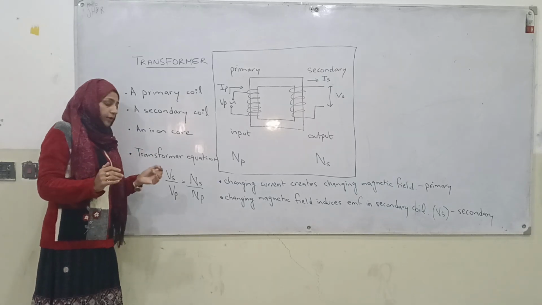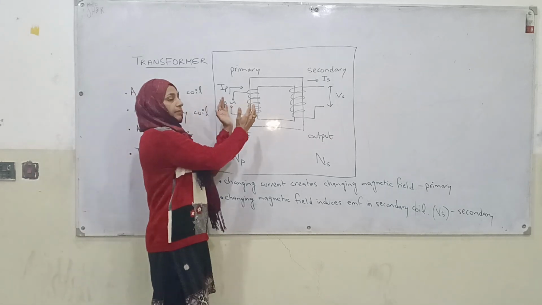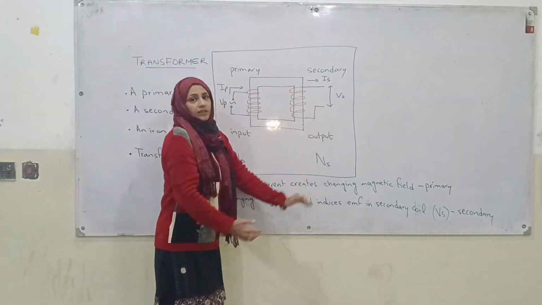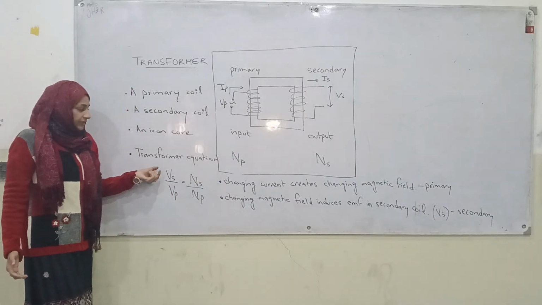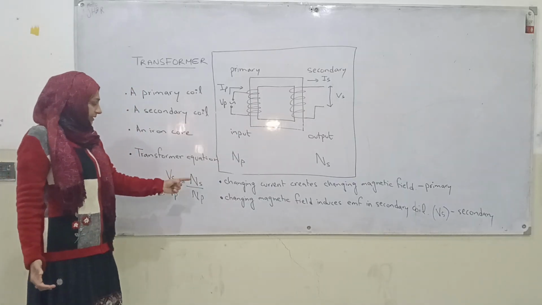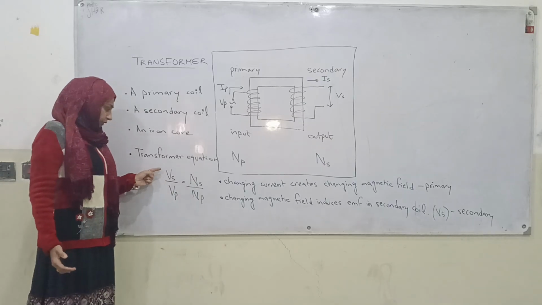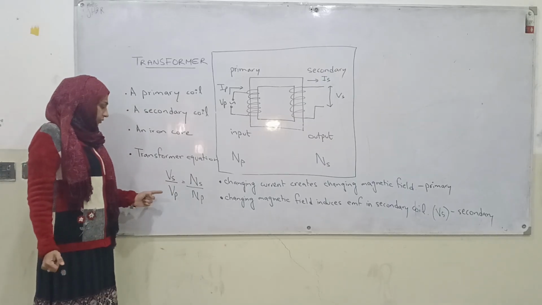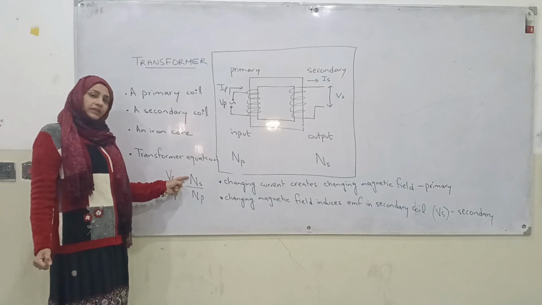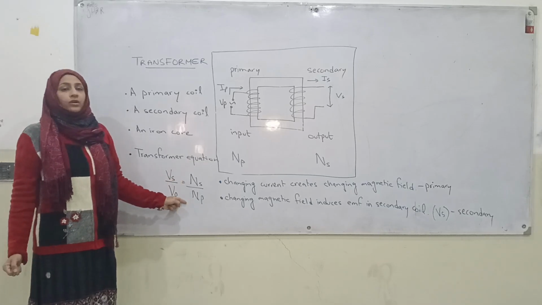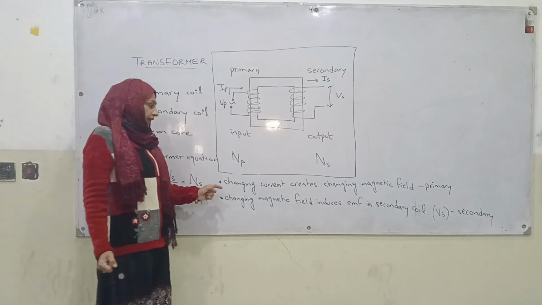We also have the transformer equation, which is for an ideal transformer that is 100% efficient and has no losses. We assume that all of the EMF is induced from the primary to the secondary side. We have this equation: Vs upon Vp is equal to Ns upon Np, where the potential difference across the secondary upon the potential difference across the primary is equal to the number of turns on the secondary upon the number of turns on the primary.